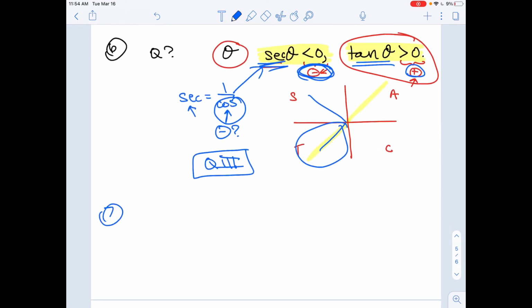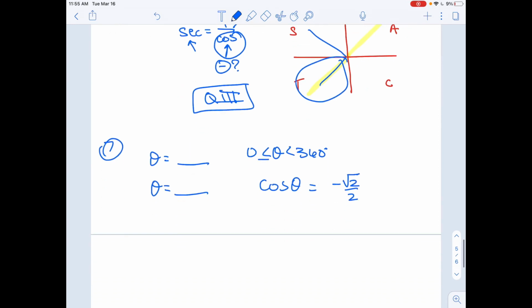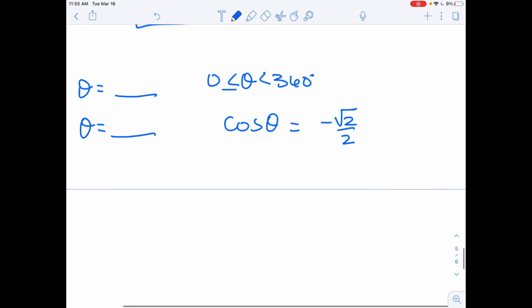All right, let's do number 7. Number 7 is find 2 exact values of theta. So we need to know 2 exact values of theta where theta is between 0 and 360, and cosine is equal to negative root 2 over 2. So there's a couple of things here, okay? They've given us a couple hints. The hints are actually within the cosine value. So we know the hint is it's a negative value and that the value is root 2 over 2.